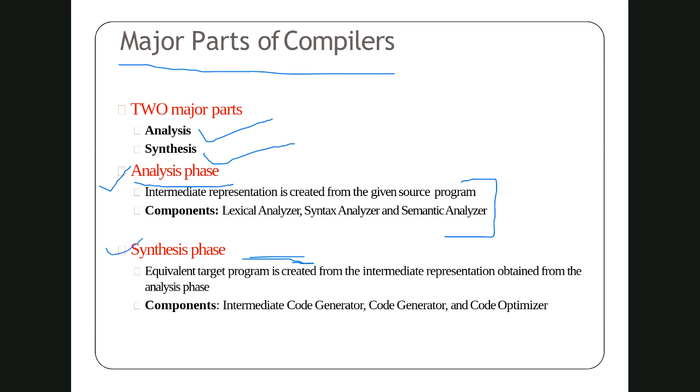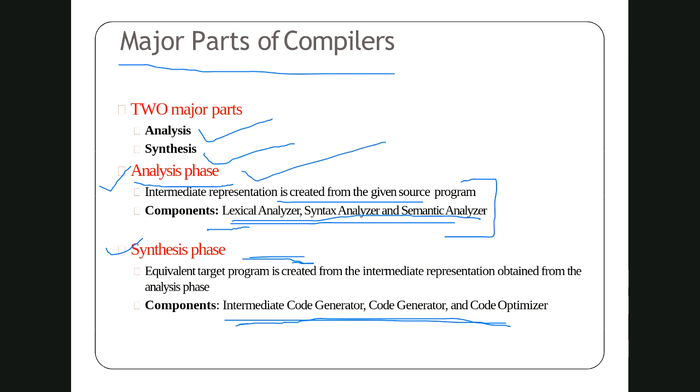In the analysis phase, an intermediate representation is created from the given source program. I'm coming to that part just after this. So these are the phases of a compiler. In the analysis phase, the checking of correctness is performed. In the synthesis phase, conversion is performed. An equivalent target program is created from the intermediate representation obtained from the analysis phase. The analysis phase checks whether the program is correct, syntactically, logically, all these things, and then converts it into some intermediate code. From that intermediate code the synthesis part starts, and converts it into the target code generation part, right?